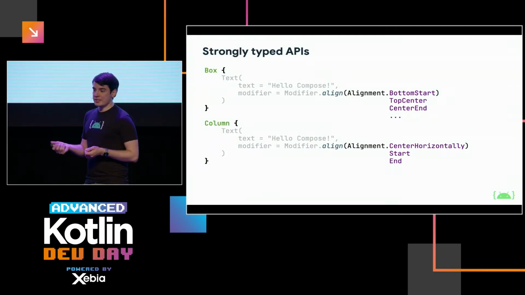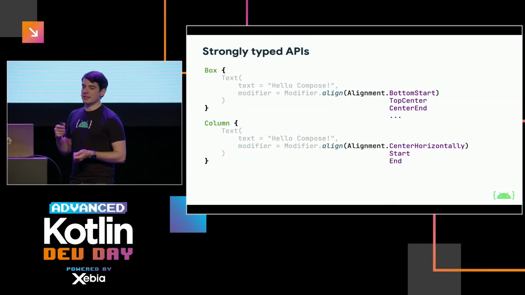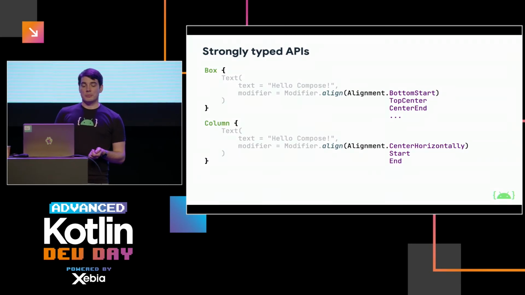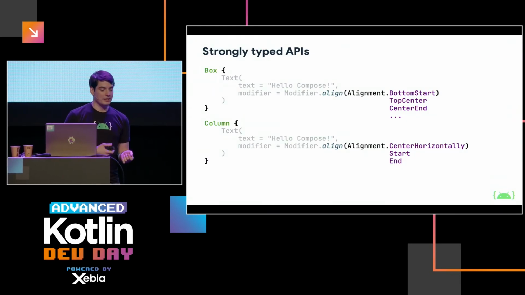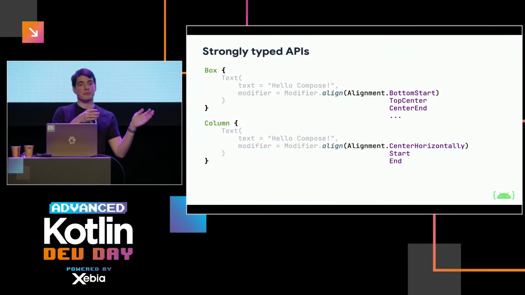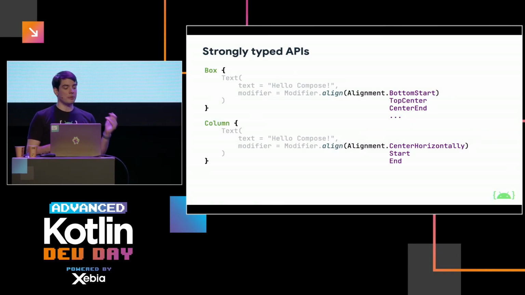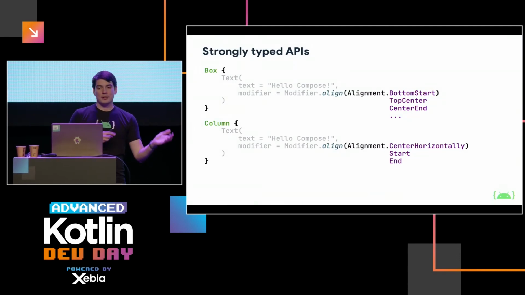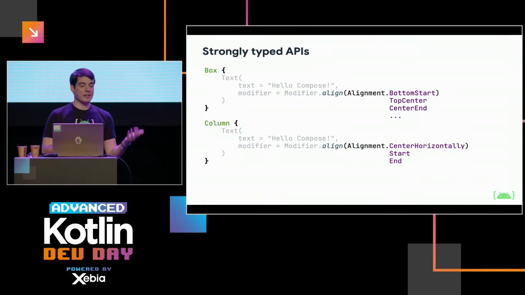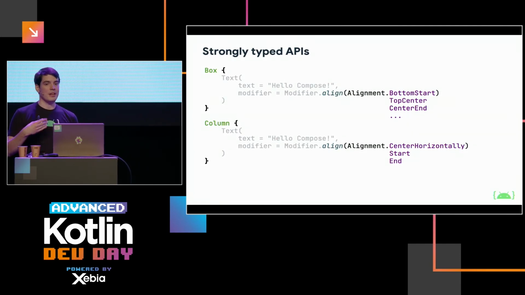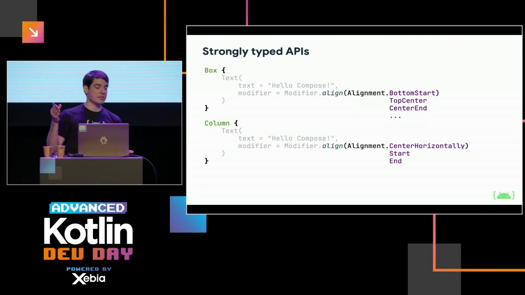What's an interesting thing about this API here is that in both of these cases, we're using the same align modifier to do this alignment. And the values that we're using to specify where we want to place our UI both come from the alignment type. But we have different sets of values available in these two cases, because in a box, we're doing two-dimensional alignment, whereas in the case of a column, we're doing it on just one axis. So how does this work?